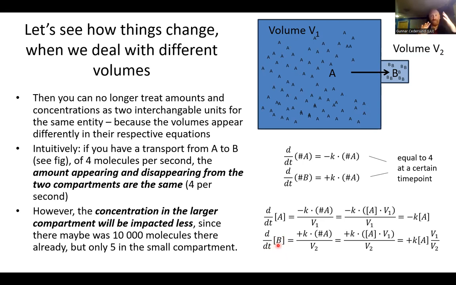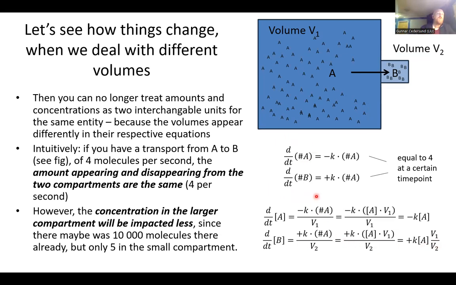So that's sort of a double check that we got this right, that V1 divided by V2 is a big number. So the time derivative of the concentration of B is much bigger than the time derivative of the concentration of A, even though the time derivative of the amount of A and the time derivative of the amount of B is the same, just with opposite sign. So this is the basis for why when you have these transport reactions, the volumes appear and you need to keep track of those. And that's the tricky part.